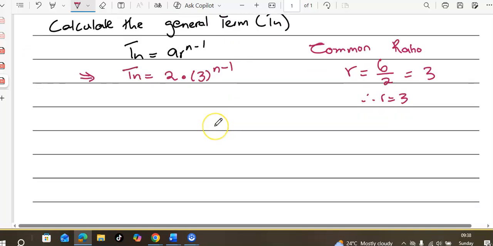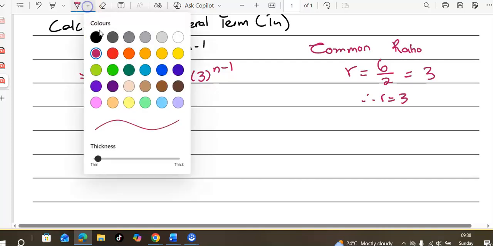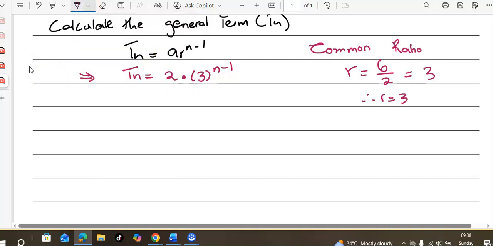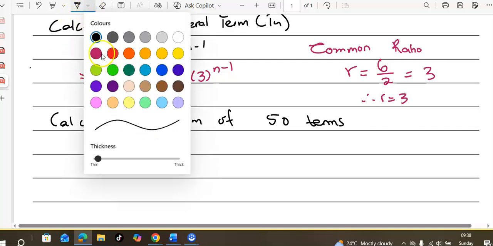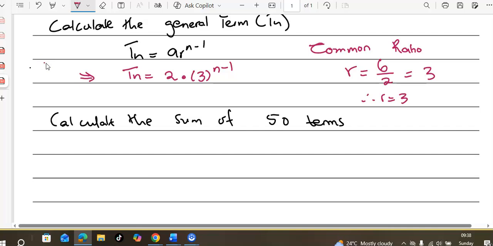This is easy. So now let's add the second question, the kind of question that we can expect in an exam. Let's say they want us to calculate the sum of 50 terms. Remember now that they are talking about the sum. What you need to do is say Sn is equal to n over, it's A into R to the power n minus 1, everything divided by R minus 1.